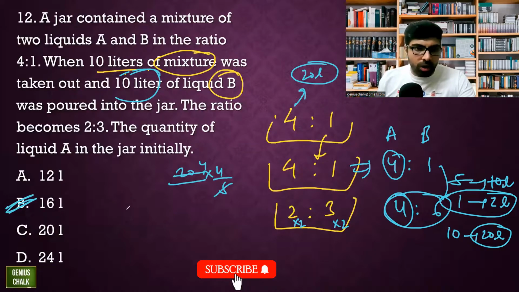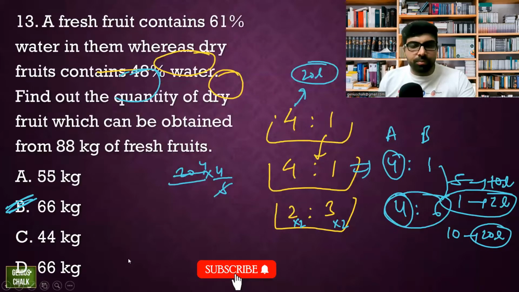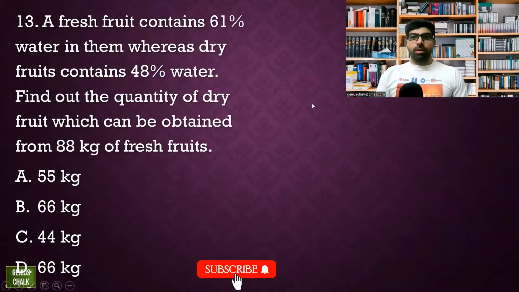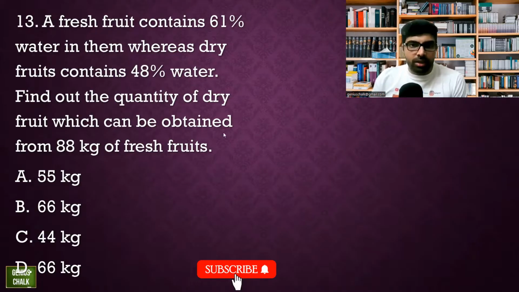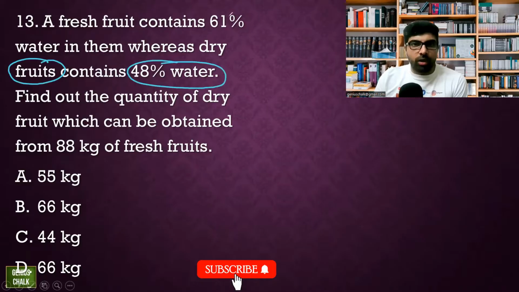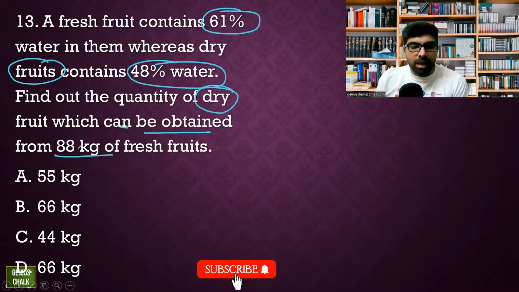So that is how you can solve this question using the short method. Okay, let's come to the next type, which is the fresh fruits type question. So it says that fresh fruit contains 61% water and dry fruits contain 48% water. Okay, and the quantity of dry fruits which can be obtained from 88 kg of fresh fruits.